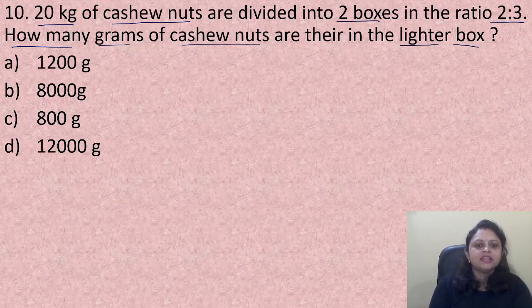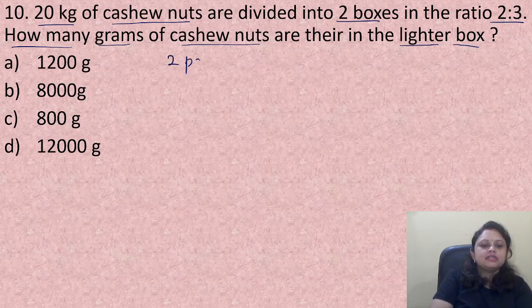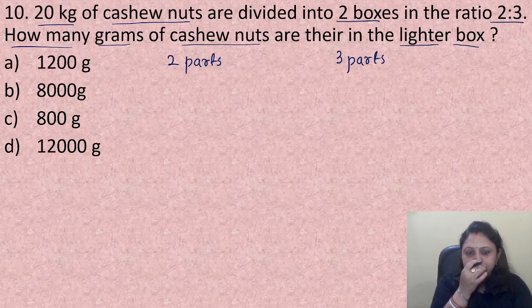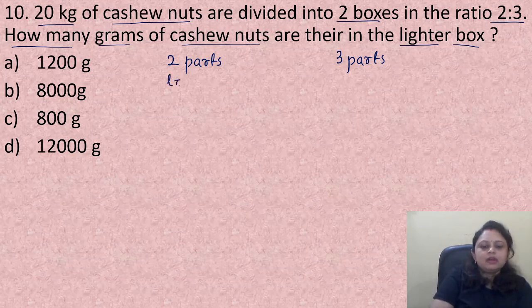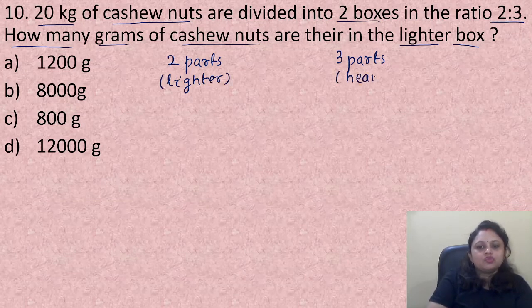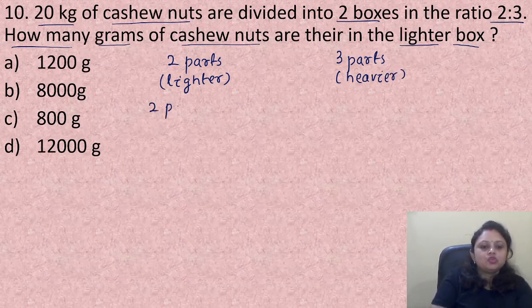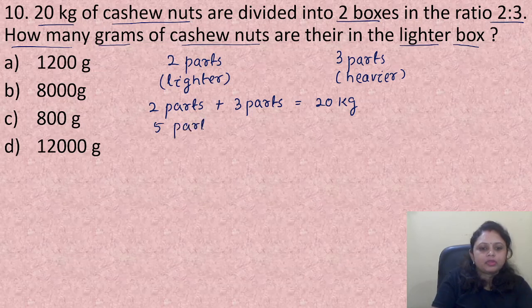Two boxes are there, right? So one box contains 2 parts of cashew nut, and the other box contains 3 parts. Why? Because the ratio given is 2:3. So 2 parts means it will be the lighter one, and 3 parts means it will be the heavier one. So what is the total number of parts? 2 parts plus 3 parts is 5 parts, right? So the total amount of cashew nut, 2 parts plus 3 parts, is equal to 20 kg. That means 5 parts is equal to 20 kg.